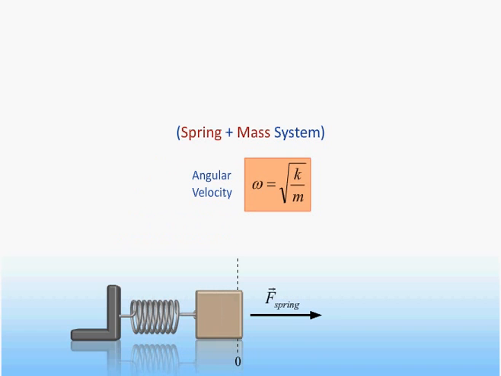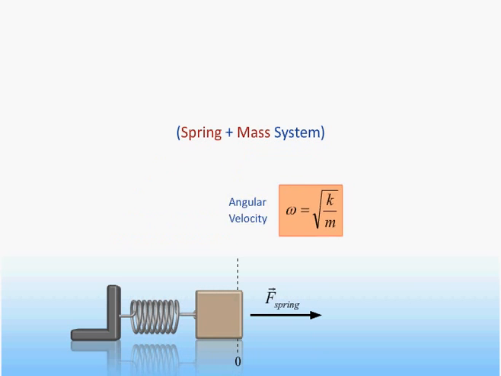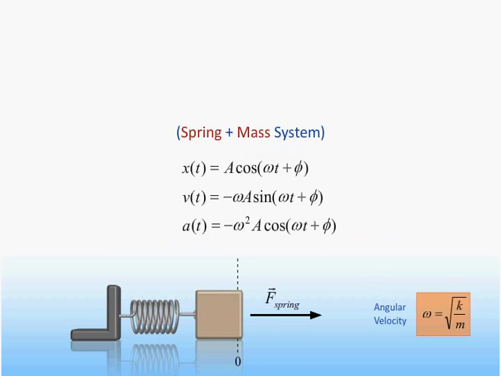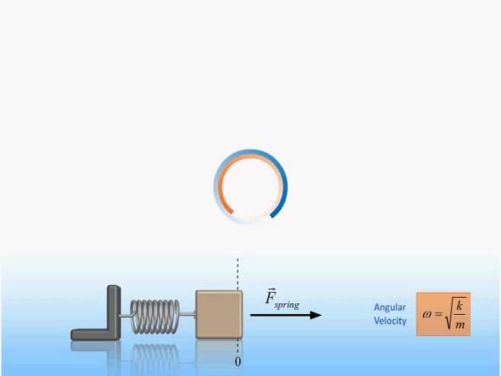Applying Newton's second law, we determined the angular velocity of these oscillations is equal to the square root of the spring constant divided by the mass. The explicit time dependence of the displacement, velocity, and acceleration of the mass can be written in terms of the sine and/or the cosine of an angle given by the product of the angular velocity and the time.